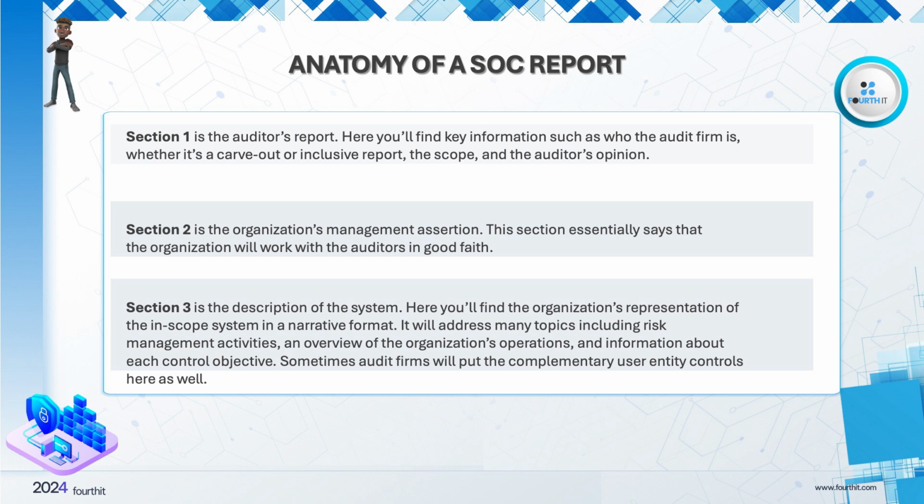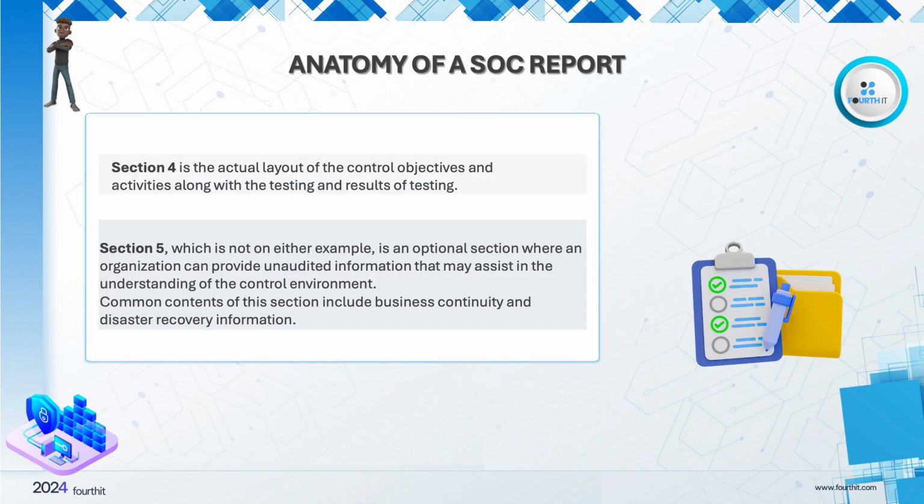Section 4 is the actual layout of the control objectives and activities, along with the testing and the results of the testing. So Section 4 tells you what is being required of the organization to do, what the goal is that the organization is going to achieve, when it was tested, which method was used, and what the results of the testing are.